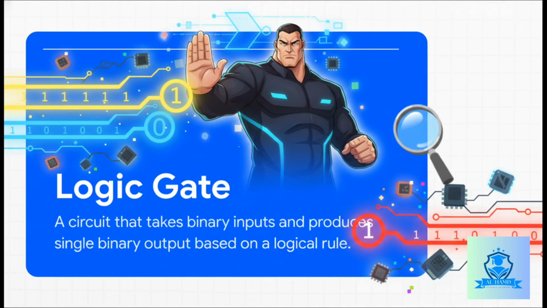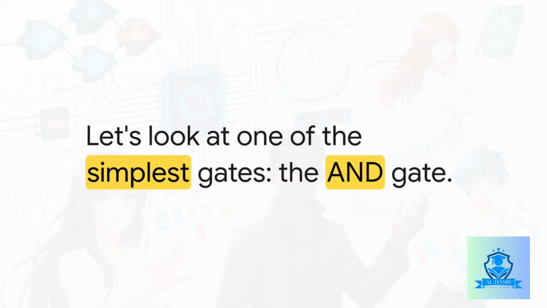You know when you turn your phone sideways and the screen rotates? That's a decision made by a whole bunch of logic gates. So to make this really concrete, let's just look at one of the most common and simple types of gates. It's called the AND gate, and its rule is super intuitive.